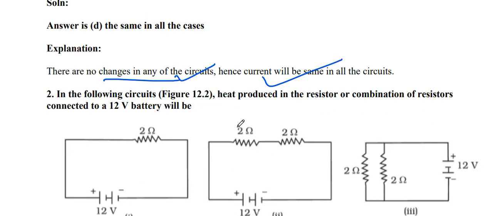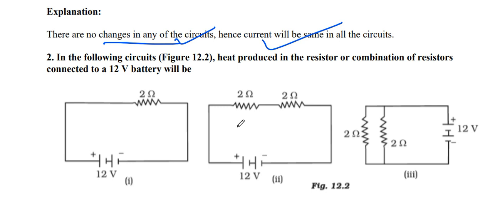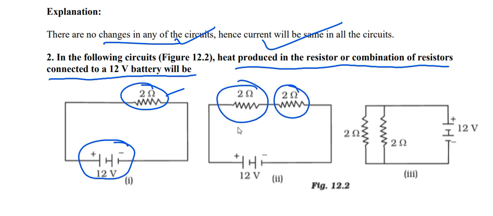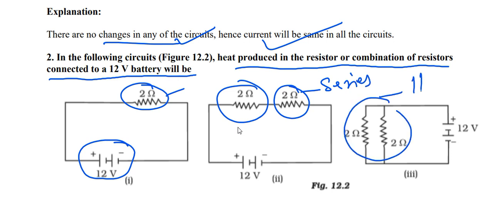The second question you see on the screen, here three options are there. In the following circuit, heat produced in the resistor or combination of resistors connected to a 12-volt battery will be what? You see here it is a battery or cell, whatever you can keep in mind. Here is the resistance, an individual resistance. Here are two resistances connected in series. Here are two resistances connected in parallel.